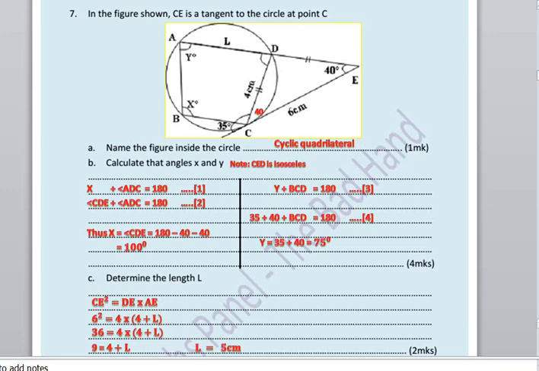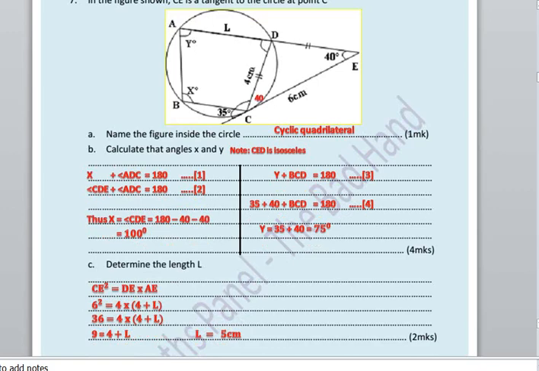When you put it into this equation, you will have 36 squared to be equal to 4 times 4 plus L. Note that since this triangle is an equilateral triangle, the side DE is equal to 4 centimeters. That will give us the value of L to be 5 when we solve.